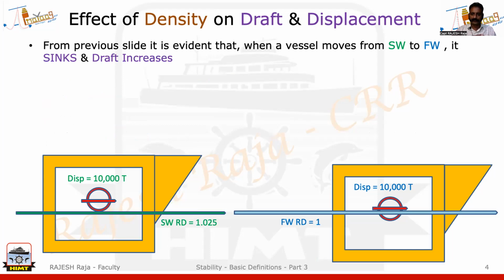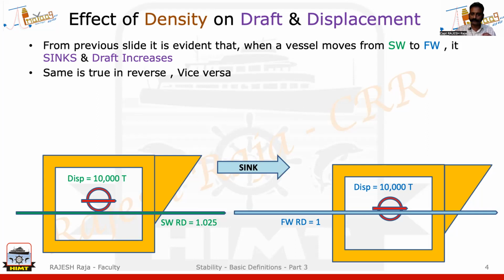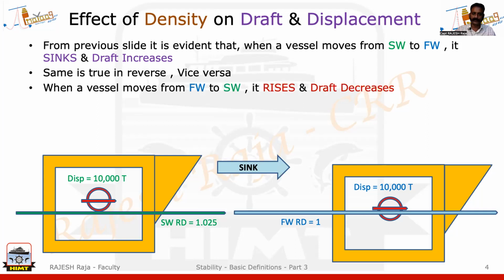It is very clear that whenever a vessel moves from saltwater to freshwater, the vessel is going to sink and the draft is going to increase. So I'm going to show you in a picture. If I sail from saltwater to freshwater, I'm going to sink. But the reverse also holds true. If I sail from freshwater to saltwater, the same vessel is going to rise and the draft is going to decrease. So in the picture, I'm showing you the rise in the direction.